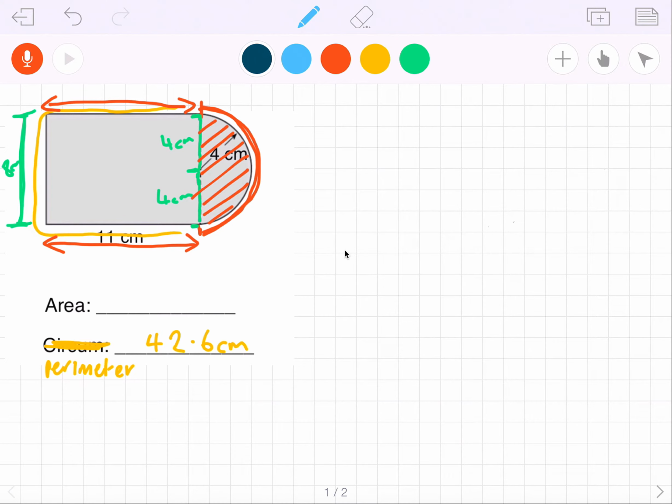To calculate the area of that part, the red bit, we need to work out the area of a circle. So the area of a circle equals pi times the radius squared, so pi r squared. So the area of the circle equals pi times the radius, which in this case is 4 centimeters, squared.